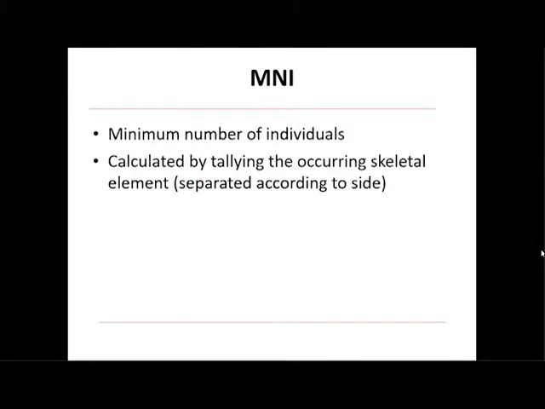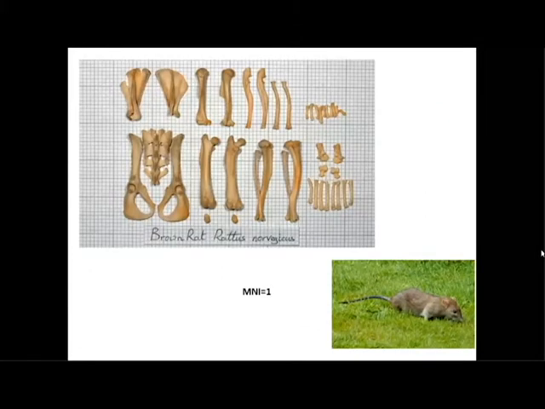MNI, which is quantifying the NISP into the number of individuals that are represented in your assemblage. So you look at the bones, the size, as well as the sides, left or right, and then you use this to get your MNI. For instance, from our previous example, the skeletal elements that you would have found, the brown rat, would only be an MNI of one.